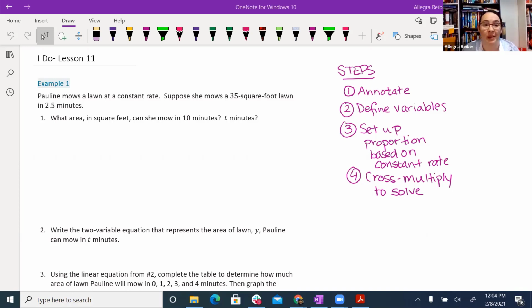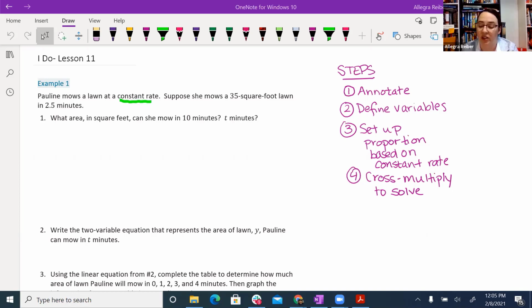Here is our first example. Pauline mows a lawn at a constant rate. Suppose she mows a 35 square foot lawn in 2 5/10 minutes. In solving this problem, let's first remember what constant rate means.